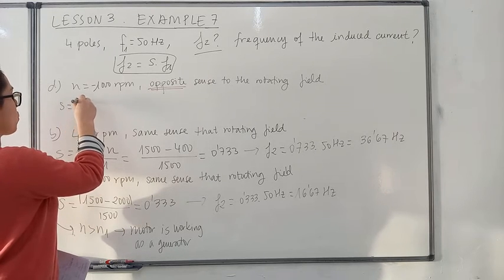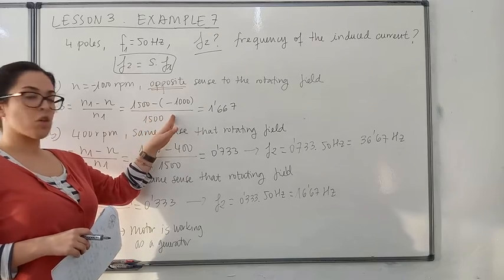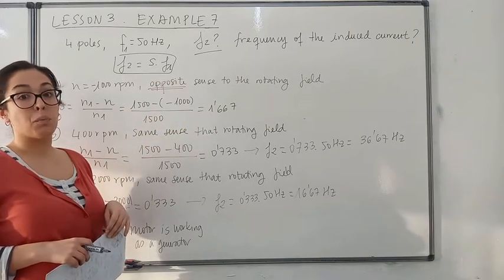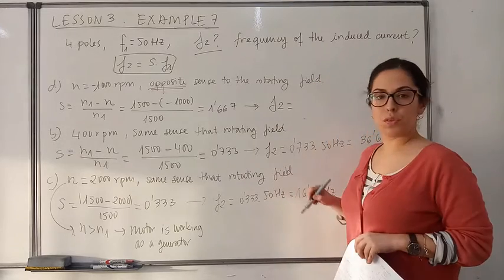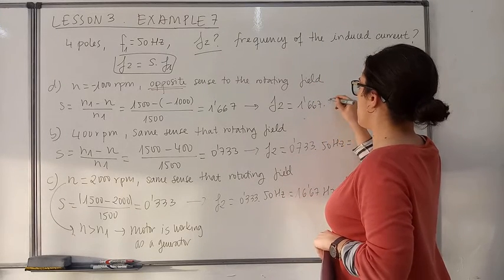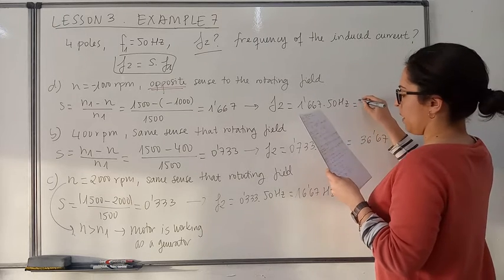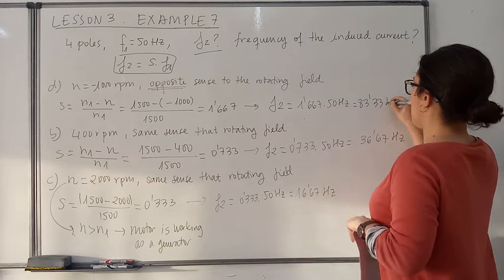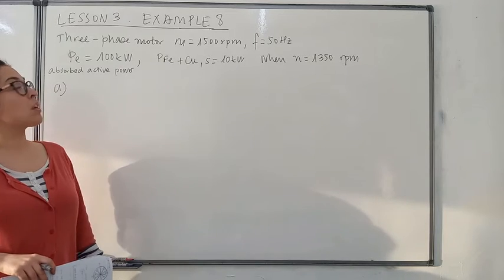That means that when you try to calculate the sliding, in this situation you are going to get a sliding higher than 1. That means that the frequency in the induced current is going to be higher than 50 Hz. In particular, it is going to be 83.33 Hz. We are in example 8 of lesson 3.